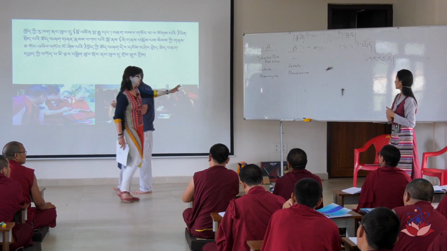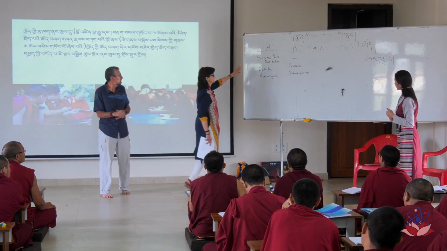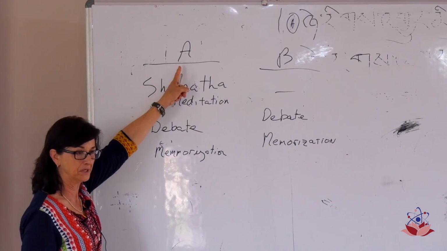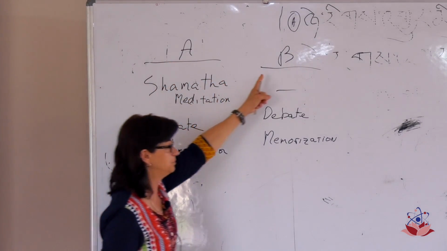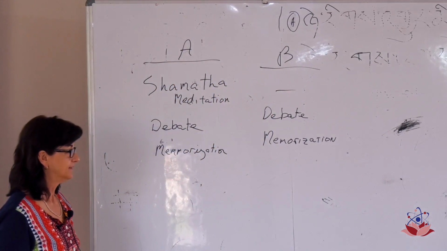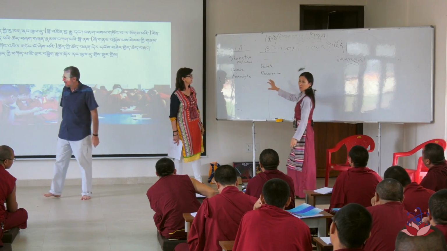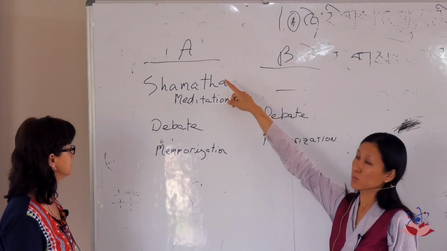So in this example, you could design an experiment where you have two groups of monks, group A and group B.